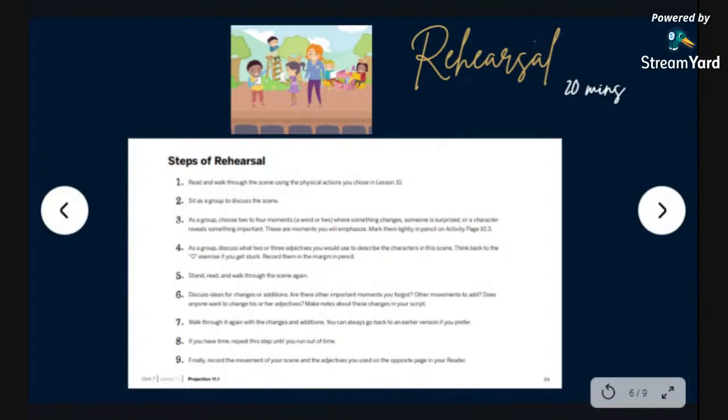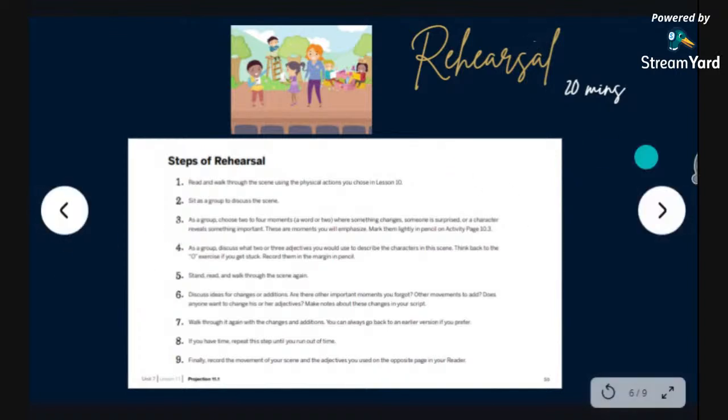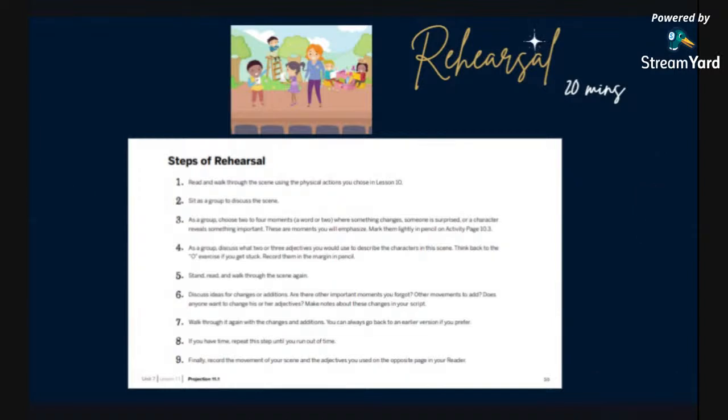As a check for understanding, as students work, the teacher should be circulating and asking them to discuss their ideas for changes or additions. If necessary, the teacher can also ask students questions to prompt their thinking, such as, are there other important moments you forgot? Are there other movements to add? Or do you want to change your adjectives?